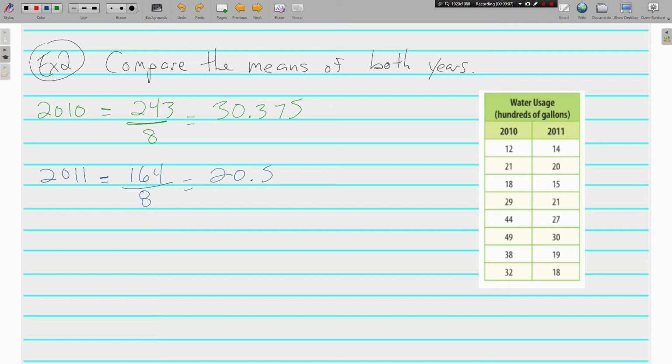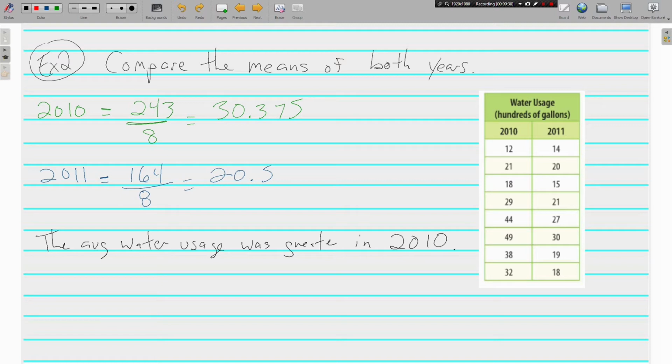All right, now what were we told to do? We were told to compare the means of both years. So what can you say? The average or the mean water usage was greater or higher in 2010.